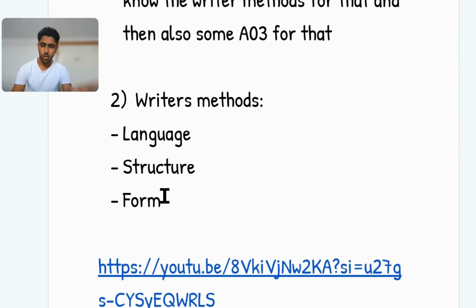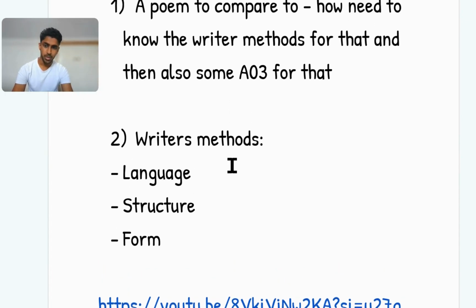Then the second thing you need to know is writer's methods. You already know about language. The only thing you need to do is learn the form, which is, I remember it's reels, YouTube videos, shorts, same thing like that, just for poems. And then the second thing is structure: Volta, enjambment, caesura. Learn those, it's pretty easy. But also last minute, if you already know the poems roughly, you can already pick out the caesura. You already know where that is in the poem.